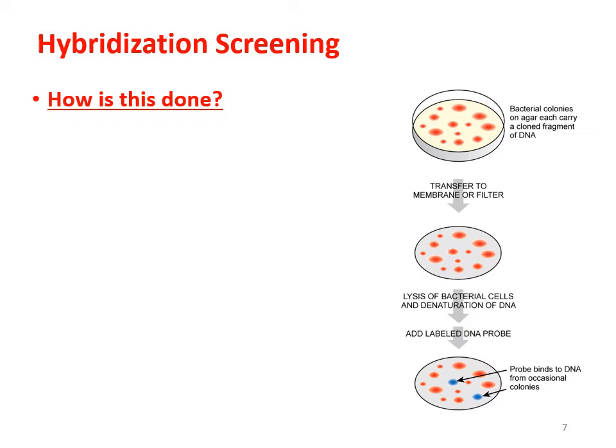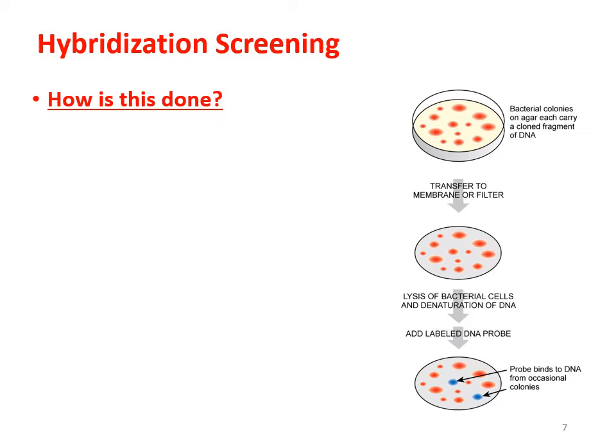then cover that filter with a solution that has radioactively labeled single-stranded DNA probes that complement the exact gene that you're looking for. Okay, you then develop that, and wherever you see the black, or in this case blue spots, that tells you that that's where your target gene is. Okay, that's how you find your target gene.